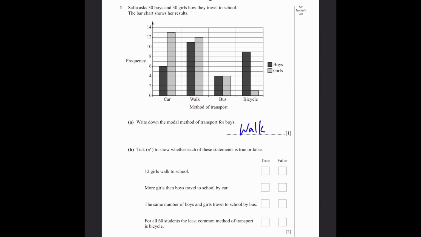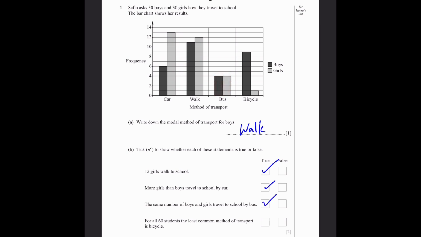B. Tick to show whether each of these statements is true or false. 12 girls walk to school. So we can see over here the bar for girls, and it actually is 12. And that's true. More girls than boys travel per car. So boys, there are 6 people, and girls, there are 13 people. 13 is greater, therefore this is also true. The same number of boys and girls travel to school by bus. So for bus, boys is 4 and girls is also 4.